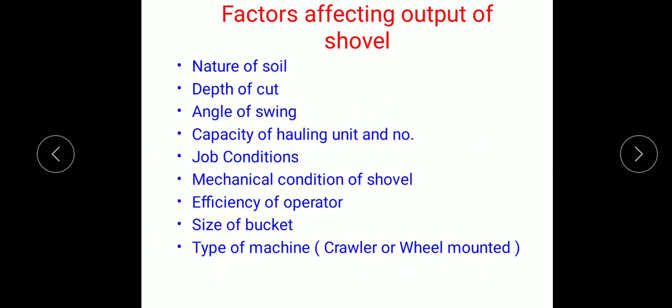Next factor is the efficiency of the operator. If the operator is a skilled one and can handle the machine with proper operation, in that case the output will be highest. Next important factor is the size of bucket. In selecting this on a project, one should match the equipment and bucket properly to obtain the best action, the greatest operating efficiency that will produce the greatest output of material.